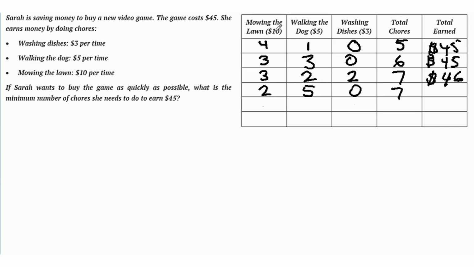And again, 2 times 10 would be 20. 5 times 5 is 25. And 20 plus 25 is going to be 45. So she would have the $45. But again, it would be 7 chores that she had to do.